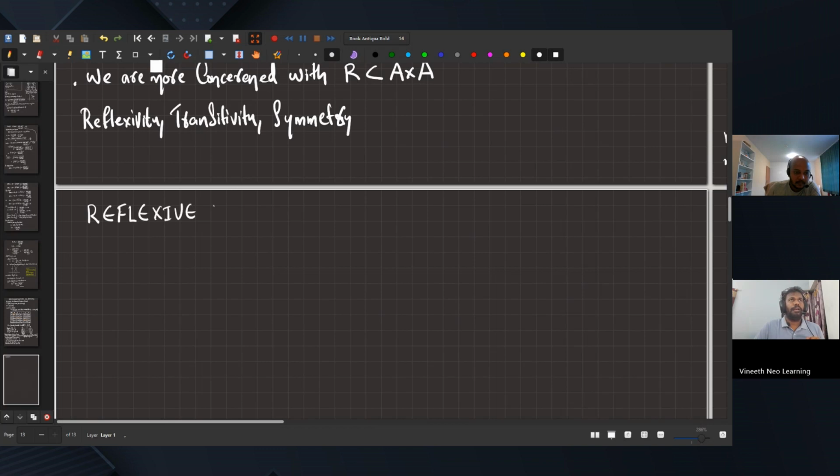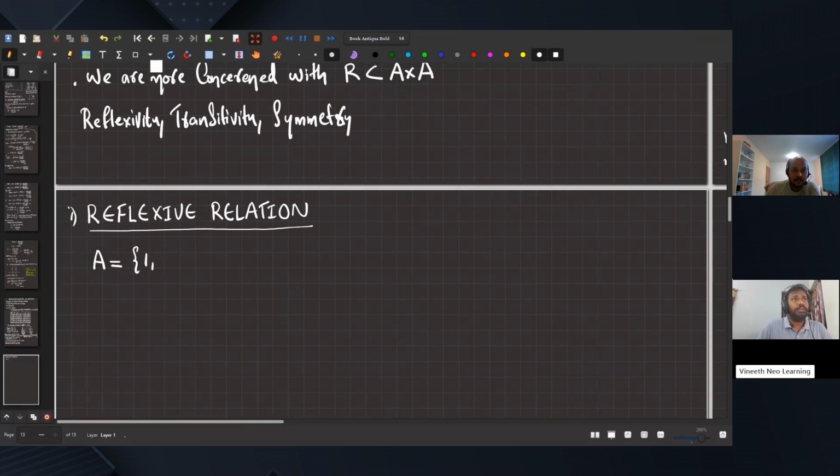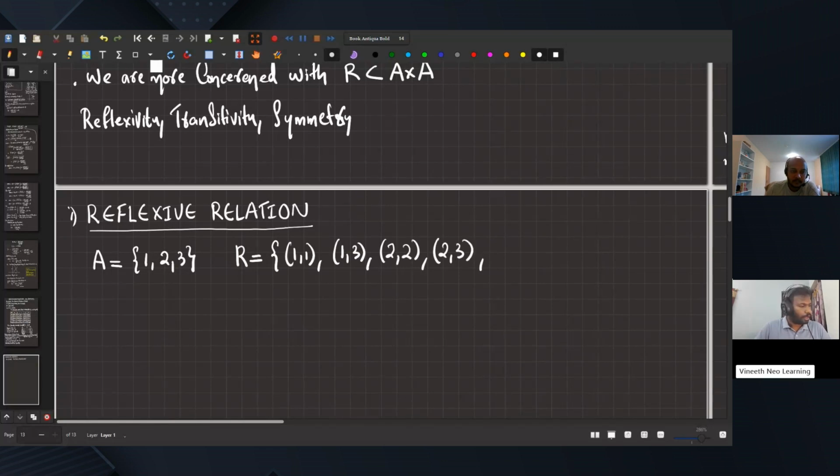Reflexive relation. Okay, let's look at a relation. Let A be the set {1, 2, 3}, and R be a relation: (1, 1), (1, 3), (2, 2), (2, 3), and (3, 3).